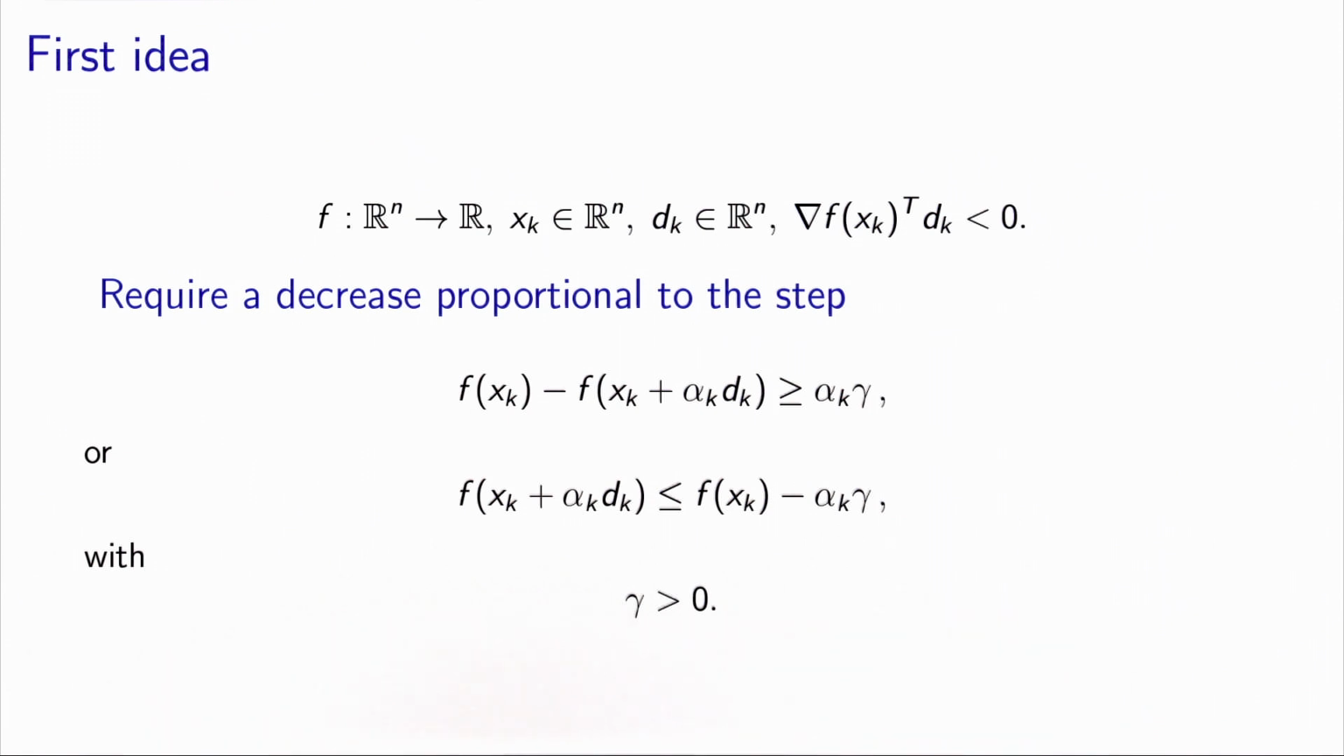And now we have seen that asking for a decrease is not sufficient. We have understood it because if you perform steps that are too long, it's not consistent anymore with Taylor's theorem, and anything can happen. There is absolutely no guarantee whatsoever.